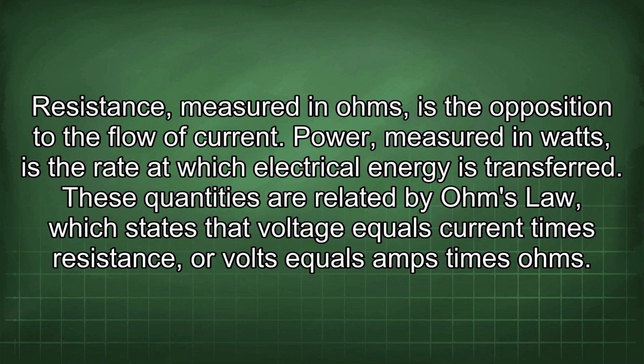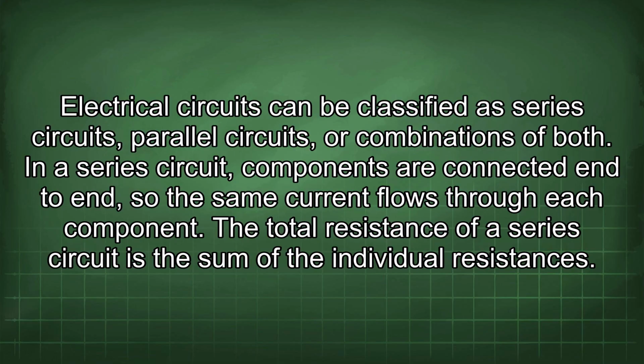These quantities are related by Ohm's law, which states that voltage equals current times resistance, or volts equals amps times ohms. Electrical circuits can be classified as series circuits, parallel circuits, or combinations of both. In a series circuit, components are connected end to end, so the same current flows through each component. The total resistance of a series circuit is the sum of the individual resistances.